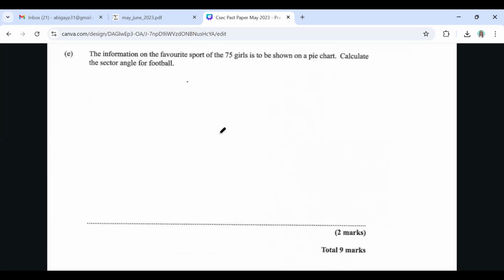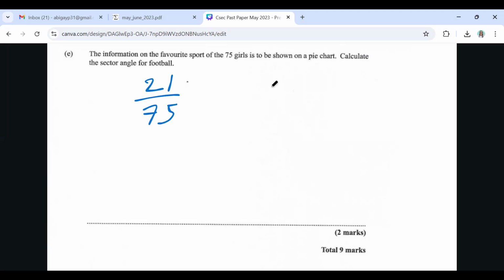All right, so it says the information on the favorite sport of the 75 girls is shown on the pie chart. Calculate the sector angle for football. We have 21 over 75 times 21 over 75. And should we know it's a pie chart?